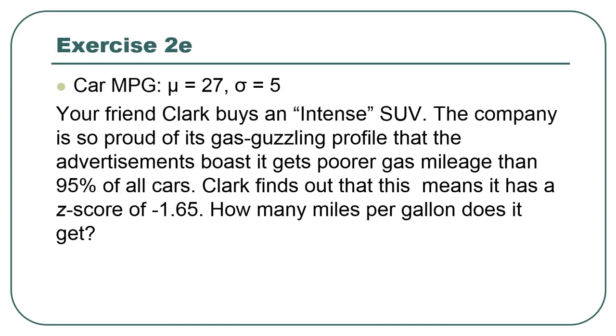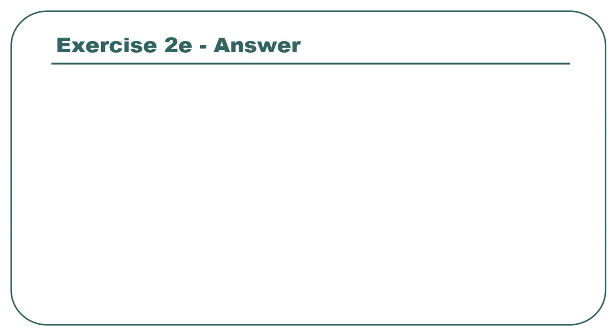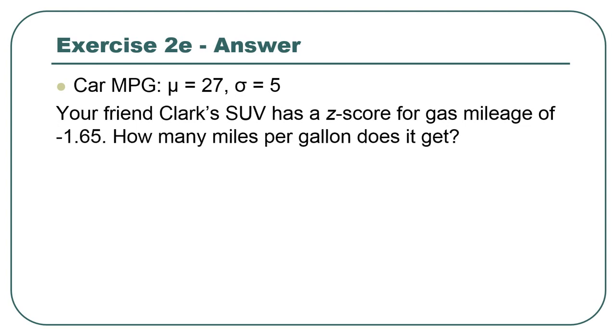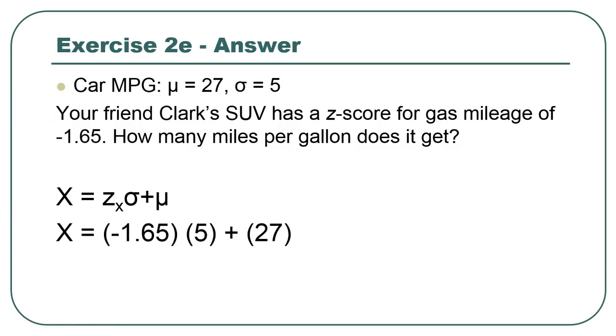We have two formulas. One of them will work for this. If you can figure out what to plug in where, you can get the answer. So we use this reverse z-score formula because we know the z is negative 1.65. So what's the raw score that goes with that z? That's what we're trying to find out. Miles per gallon is the raw scores. So which one of those goes with negative 1.65? So we just take the z-score times the standard deviation plus the mean. Pretty easy, 18.75 miles per gallon, which actually isn't so terrible.